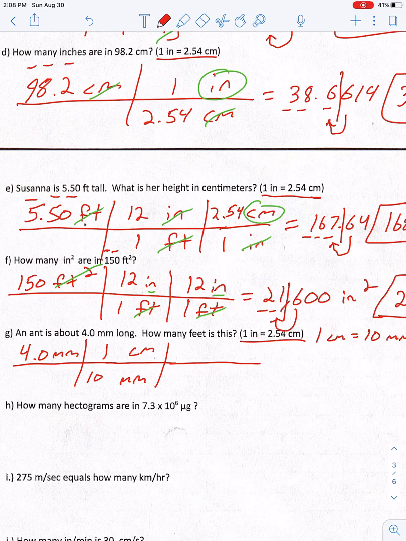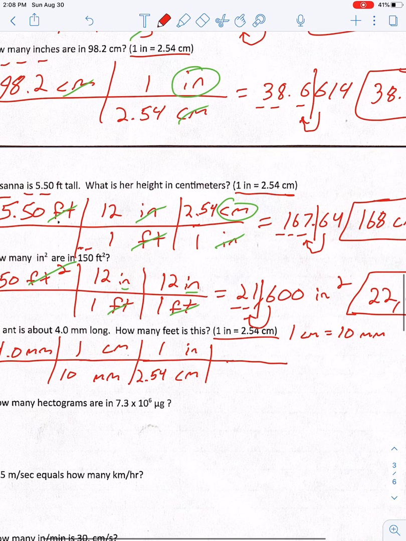Okay. Then I'm going to bring centimeters down here next. And I'm going to go to inches since they gave me centimeters to inches conversion. So I know 2.54 centimeters equals 1 inch. Okay, then it wants in feet. So now I can do inches to feet. So I know 12 inches are in 1 foot.